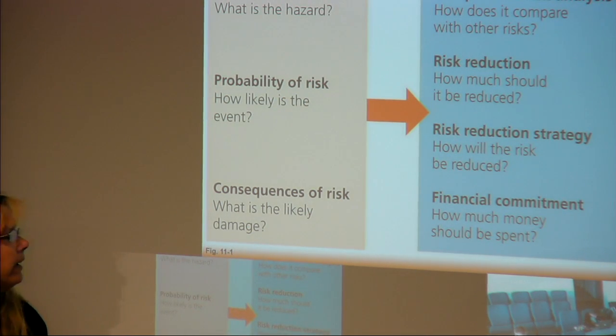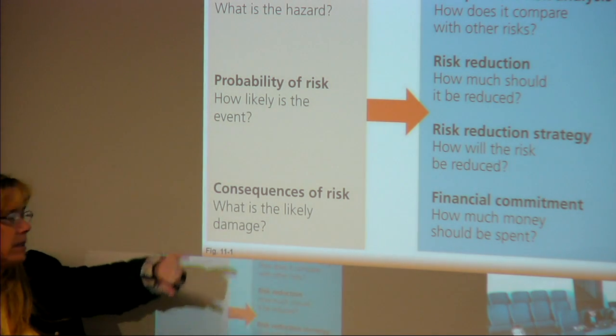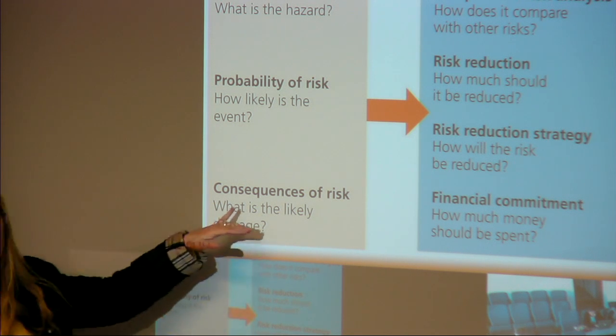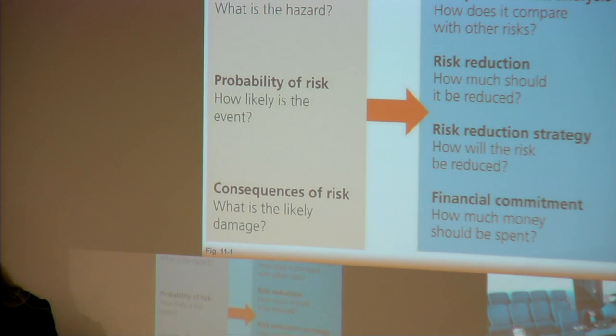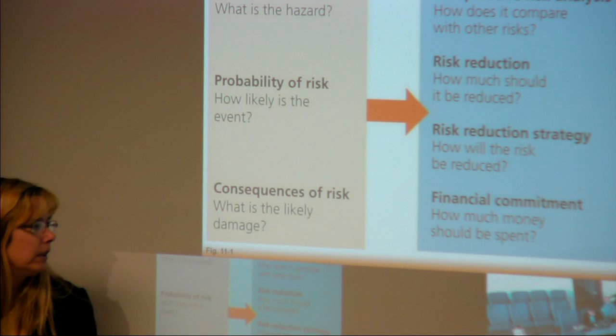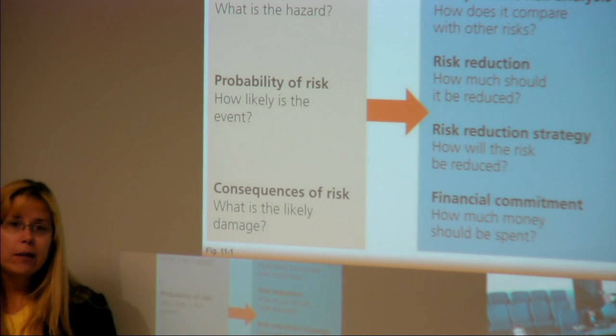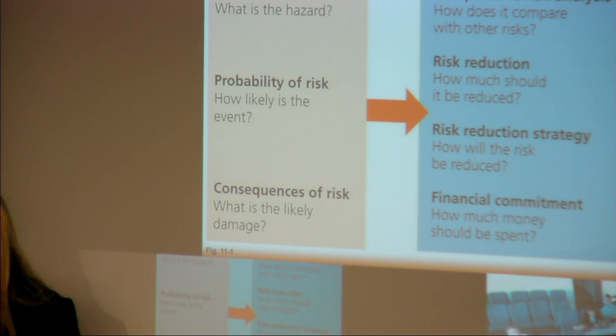So this is taken out of your book, figure 11-1. Again, you have the risk assessment. Basically, you're identifying what that hazard is, and then you're trying to figure out the probability of it. And then what are the consequences? How much damage are we going to have? Is it a little? Is it a lot? Are we trying to completely eradicate the problem, or are we just trying to minimize the problem?